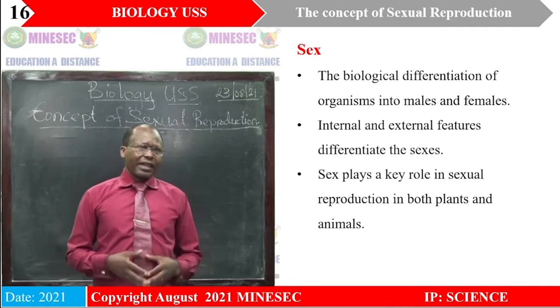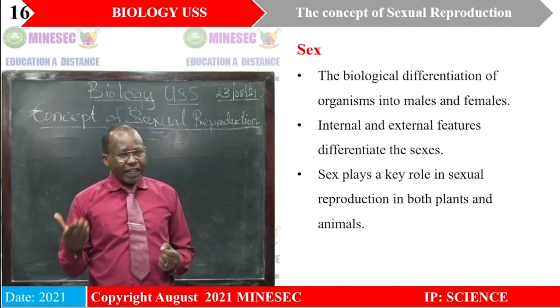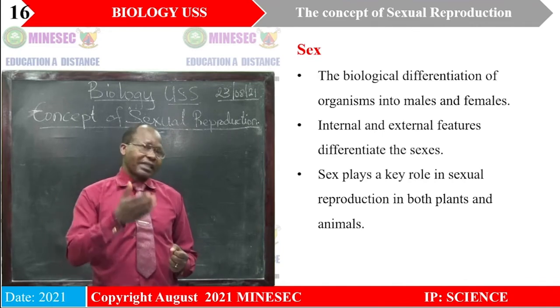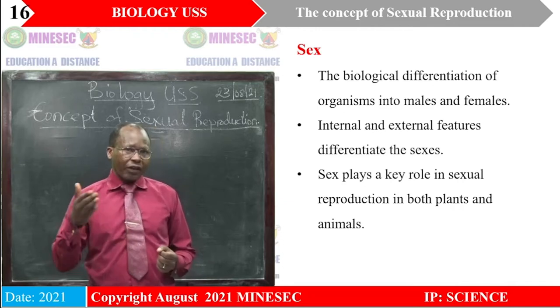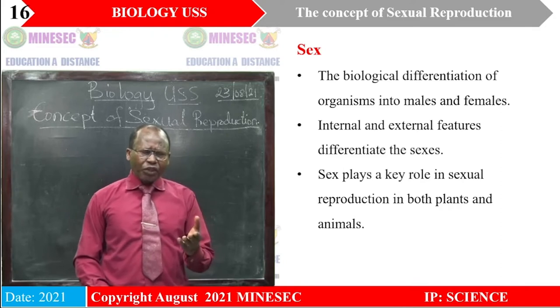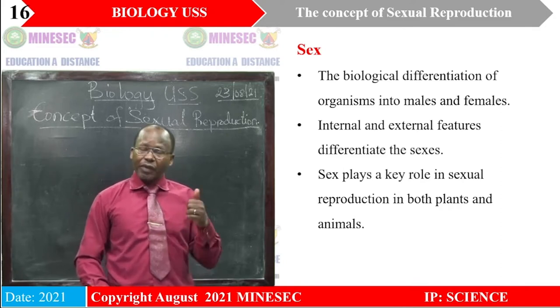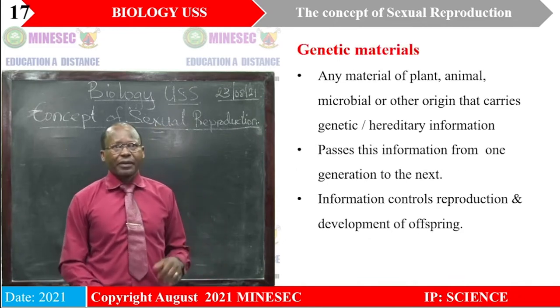That said, sex plays a key role in sexual reproduction. That is, sexual reproduction comes from the word sex because of the maleness and femaleness of the parties involved. And we should know that this takes place in both plants and animals. It is not only animals, but plants also reproduce sexually.